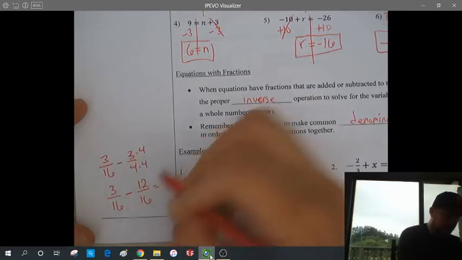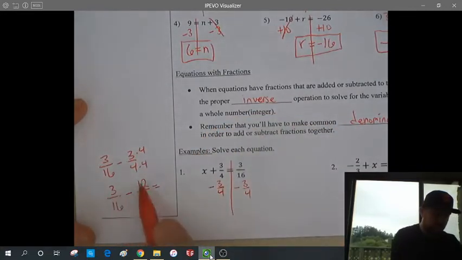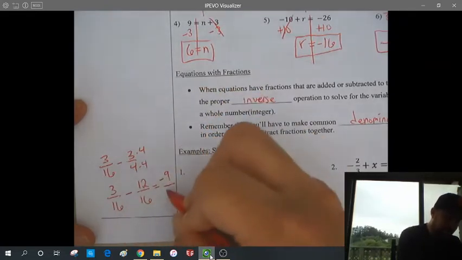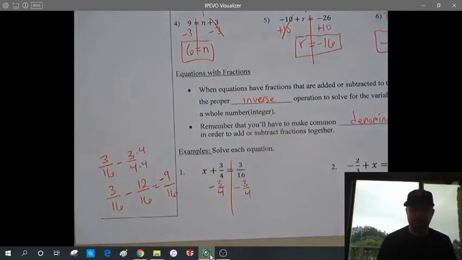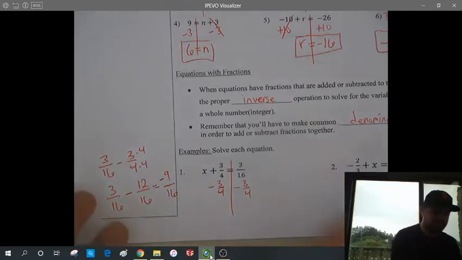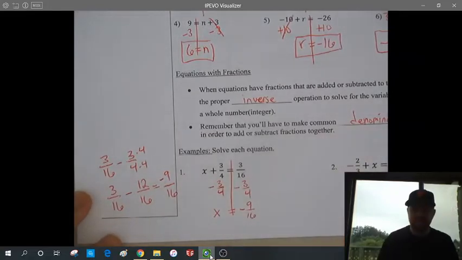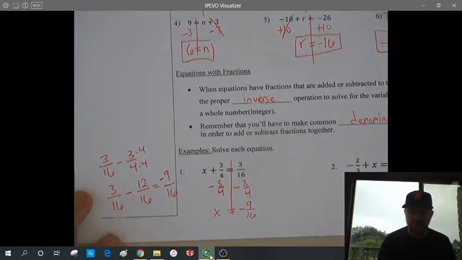And so now what we end up with is 3 minus 12 on the top. That's going to make -9. And then remember that we don't change the denominator. So the denominator stays the same. We're taking 3/16, subtracting away 12/16. It still gives us a number of 16ths when we do that. So here we're going to get that x is equal to -9/16. Now remember, we always want to try to reduce our fractions if possible.